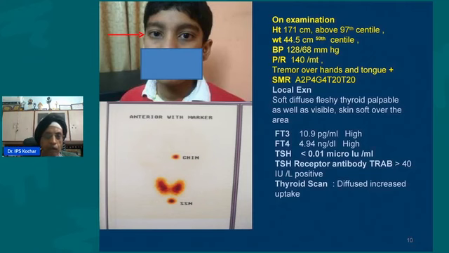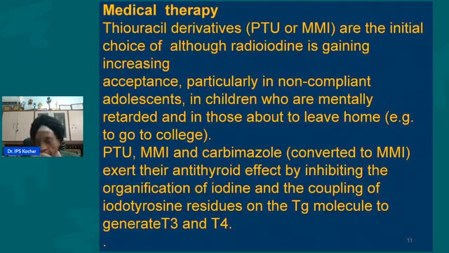The drugs normally used in medical therapy are thioamide derivatives, PTU or MMI. MMI means methimazole, and there is also carbimazole. These are some drugs which are being used, and these are the initial choice. Although radioiodine is picking up, increasing. Why? Especially in non-compliant patients who are not taking medicine properly and are not getting into remission.